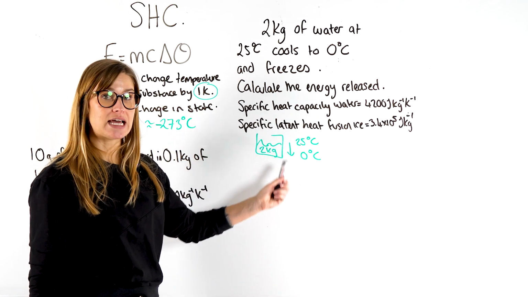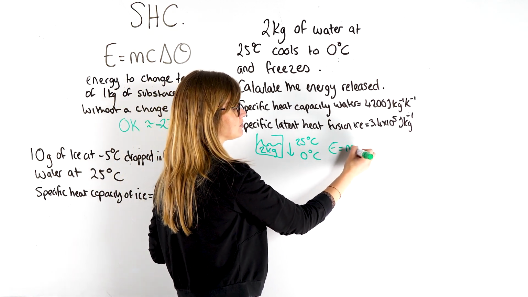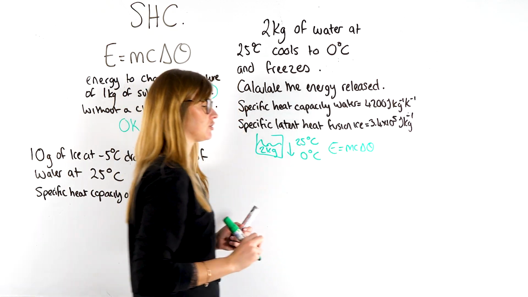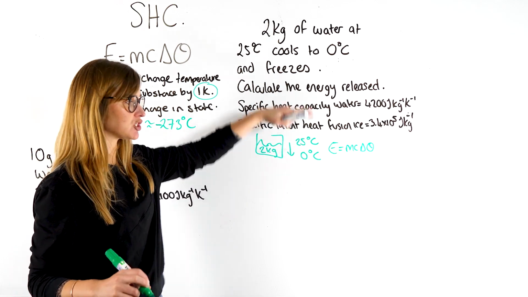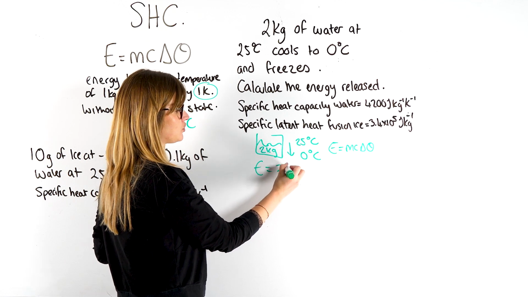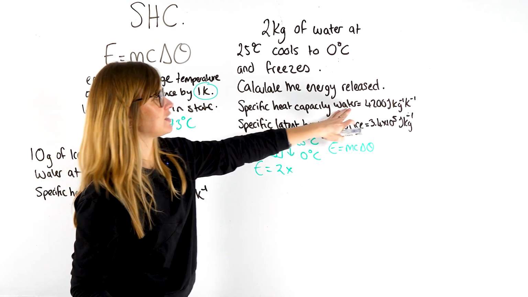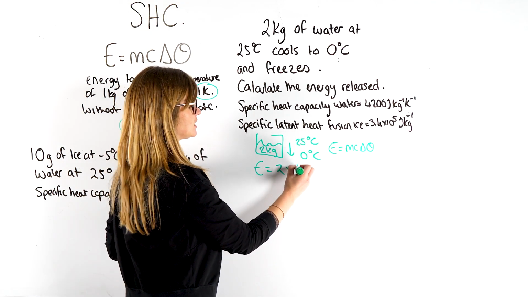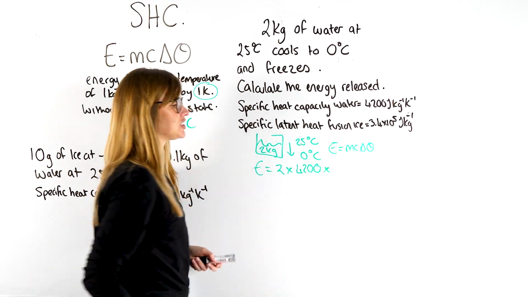And anytime there's a change in temperature, we know to use the equation E equals m c delta T, because there's a change in temperature. To calculate that energy released because it's dropping in temperature, we take the mass of our substance, which is 2, times the specific heat capacity, which for water is 4,200, times the change in temperature.